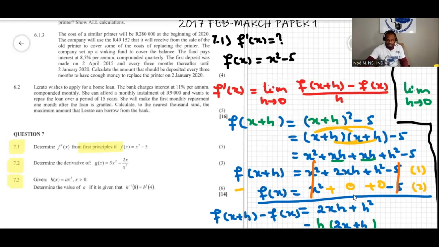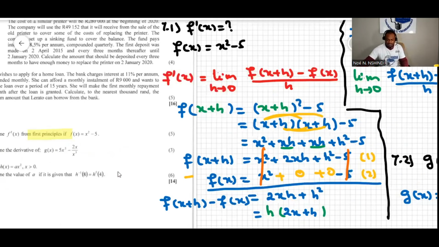Let's read the question over again. It is given that h of x is equal to ax squared, and x is positive. X greater than 0 means that x is positive. Now determine the value of a if it is given that h minus 1 of 8 is equal to h prime of 4.